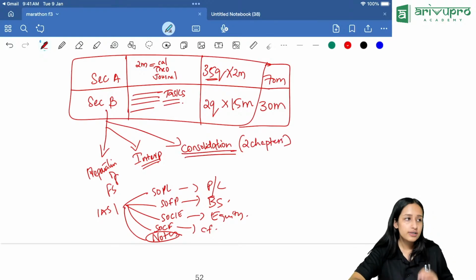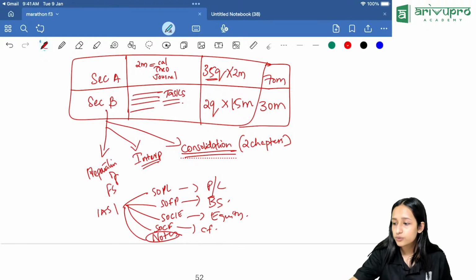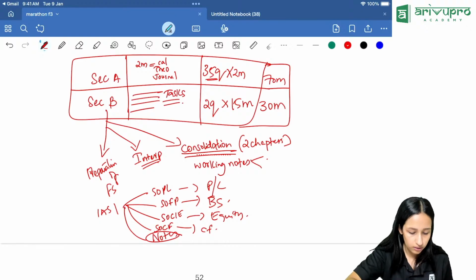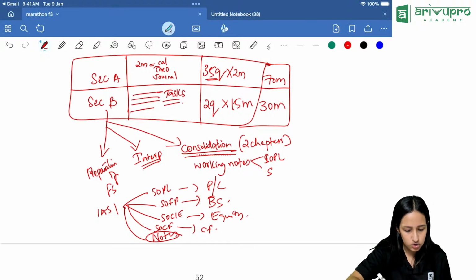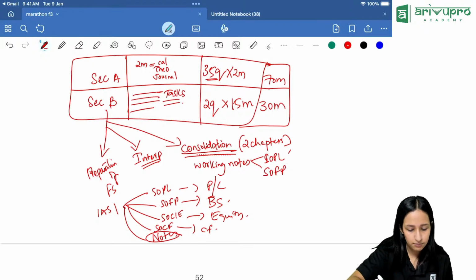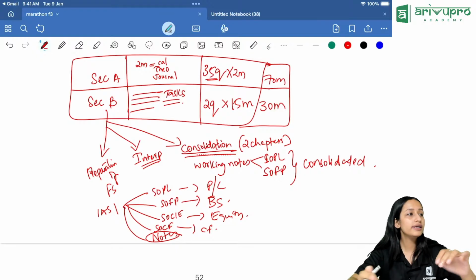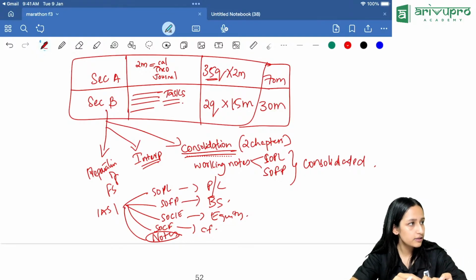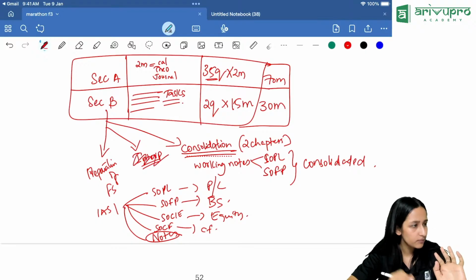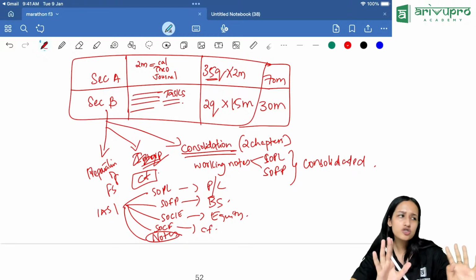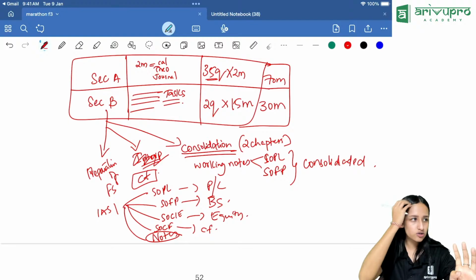For this, I cannot signify how important it is for you to work on your working notes. Working notes are going to be there for both SOPL consolidated and SOFP both consolidated. Working notes will be there and you will need to solve questions. Understood? Interpretations will mostly not come. But cash flows, it's very important. Interpretations could come, but so far it hasn't come, so let's not talk about that.